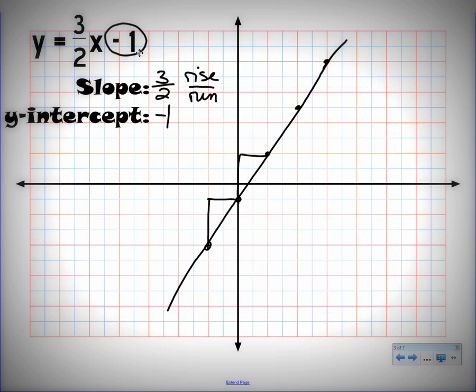Do not overcomplicate this, especially when you see a fraction as your slope. Do not panic. Just think of it as rise over run. The top number is your rise, the bottom number is your run. Your numerator and your denominator.